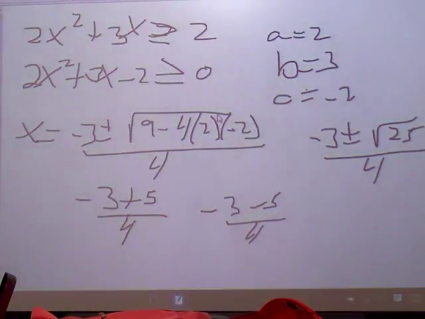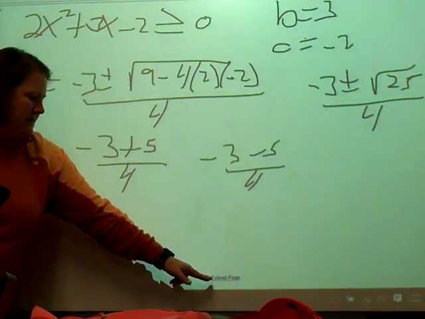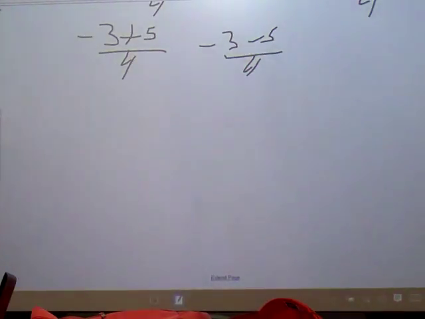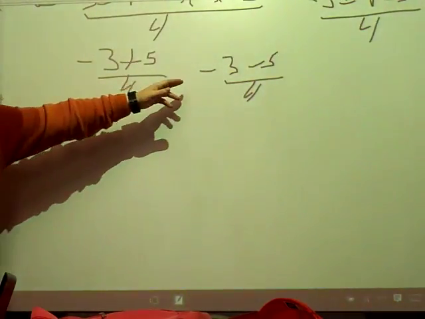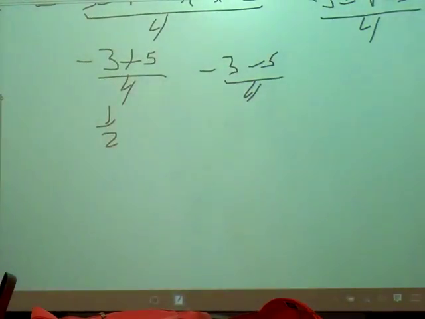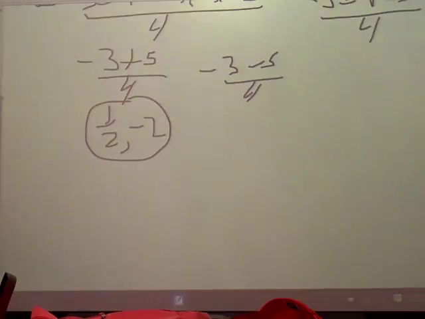So negative 3 plus 5 on my first one is 2, and then 2 divided by 4 would get me a half. So for this answer, I've got a half. On the other one, negative 3 minus 5 is negative 8, divided by 4 is negative 2. So there are my two solutions that I would get if it said x equals that. But it didn't say x equals that. It says x is greater than or equal to that.